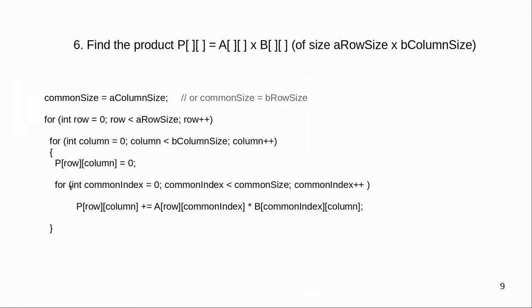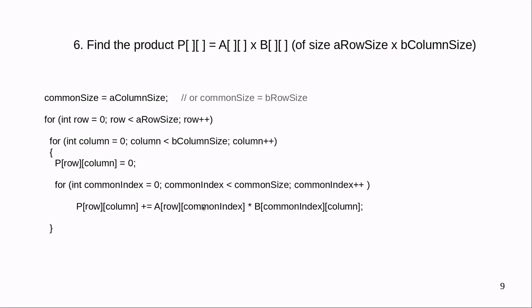After that we have another loop. Here, if you remember, we have a common index. We have a variable called common size. Okay, so common size determines the number of multiplications that we have to do. Here we see p of row column plus equal to, that is p of row column equal to p of row column plus a particular element in A and a particular element in B, those two multiplied. Okay, there are some variables here. We'll come to that. So we are multiplying these two elements.